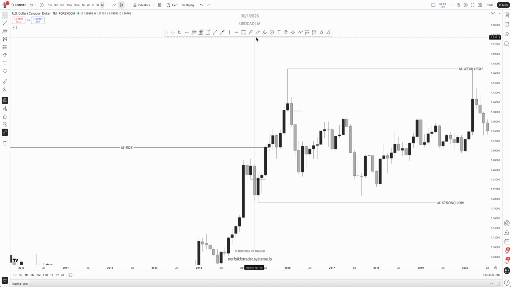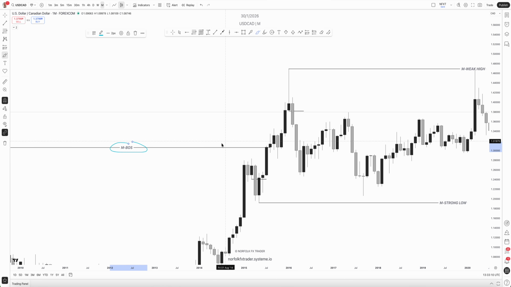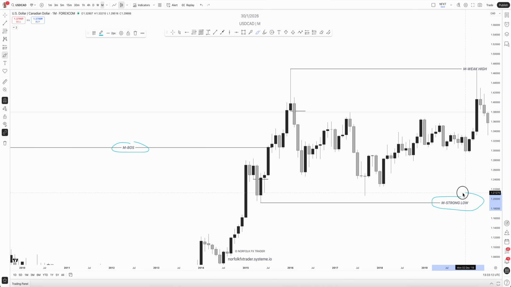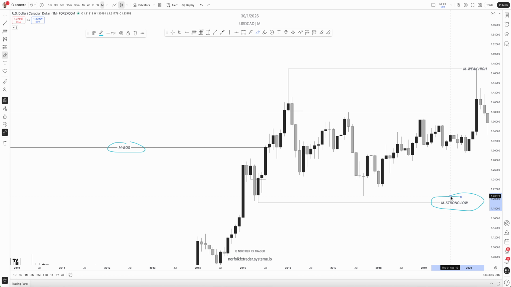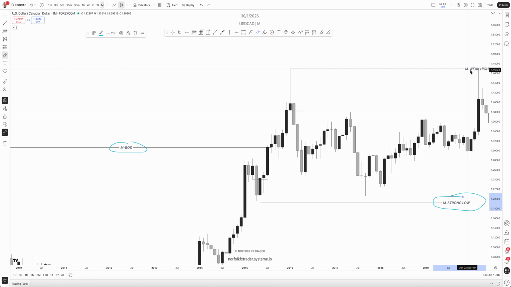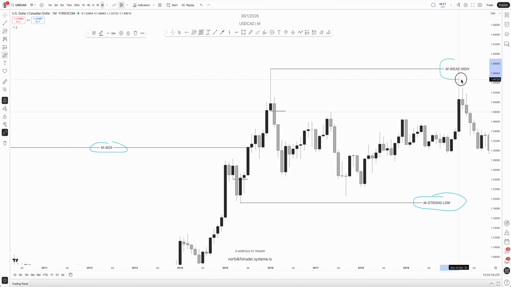You want to see, one, your last breaker structure. Okay, that's our last breaker structure in the market. You want to see your current strong low. In this case, being a bullish trend, it'd be a strong high if it's a bearish trend. And you want to see your weak high in the market in the bullish trend, and it'd be a weak low if it's in a bearish trend. Hopefully we'll see a bearish trend later on. So you've got then your breaker structure and your current trading range. So this movement from this high to this low is what we class as the trading range.